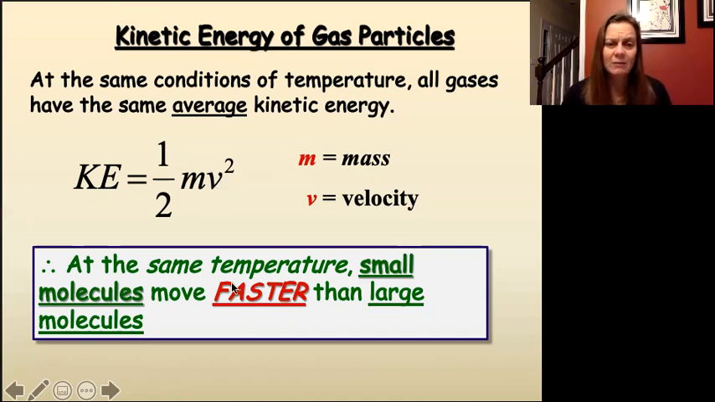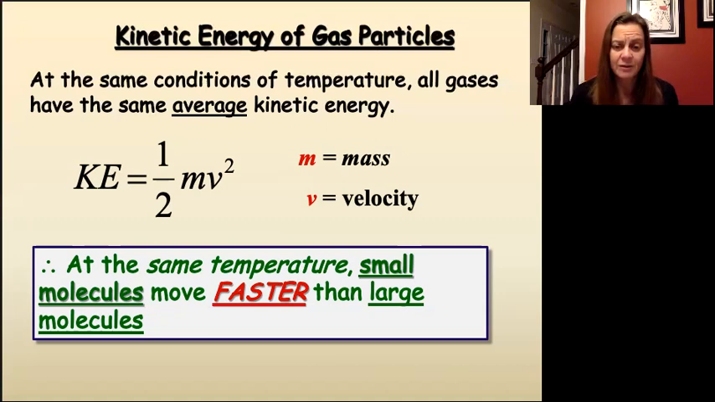So at the same temperature, because all gases have the same average kinetic energy, small molecules are going to be moving faster than large molecules. It's important to recognize that we're saying all gases have the same average kinetic energy. Are there going to be some particles that are moving faster and some that are moving slower? Absolutely. But on average, those particles will have the same kinetic energy.